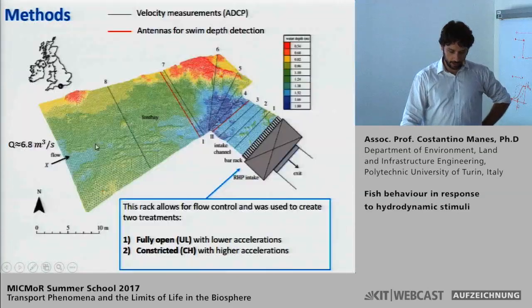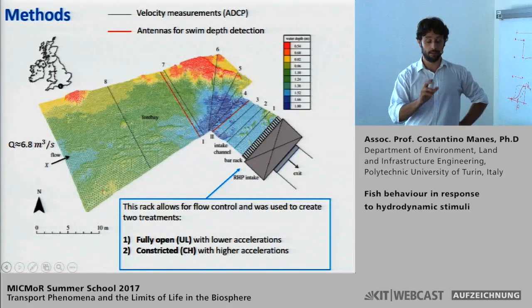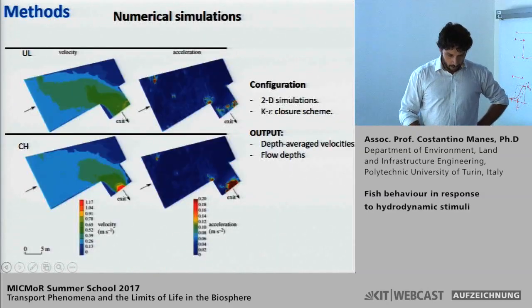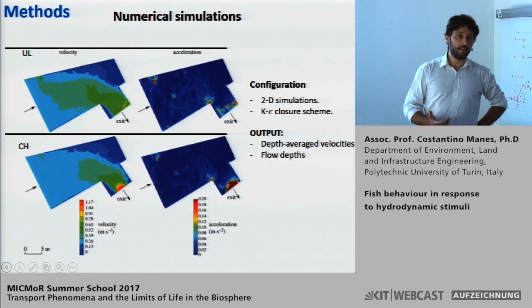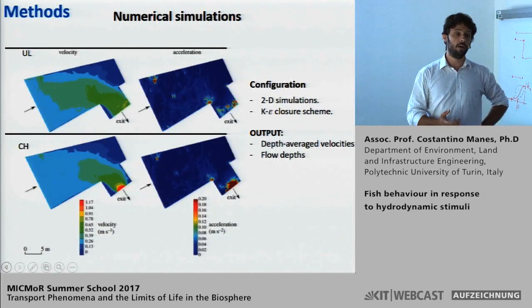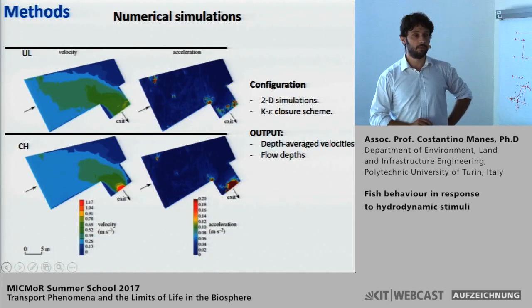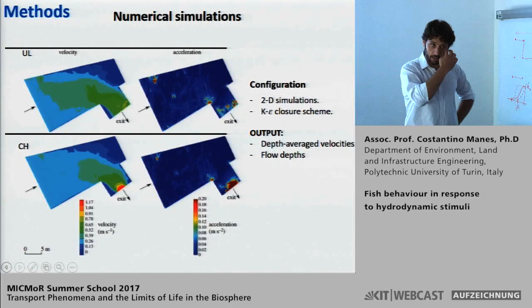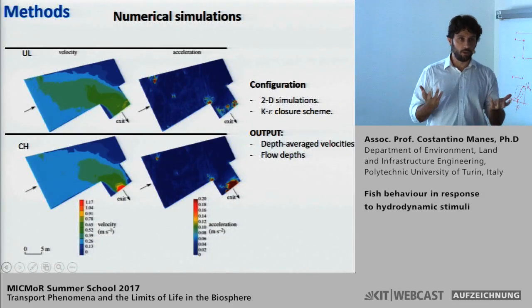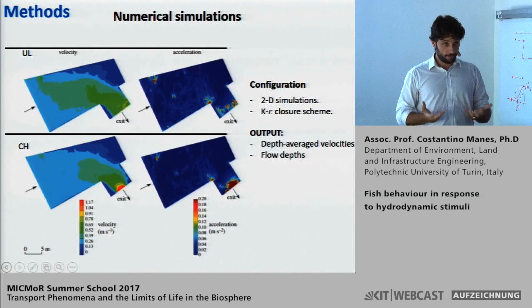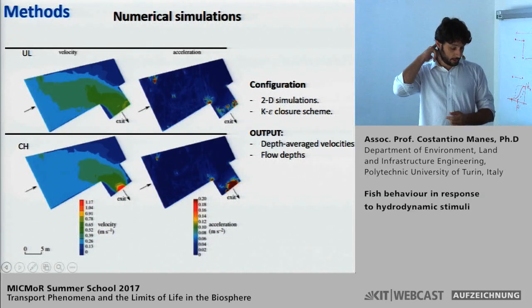We verified with these antennas that eels swam at the bottom, which is important information for what I'm going to tell you very soon. To back up the ADCP velocity measurements, we decided to do some very simple, basic numerical simulations of the flow within the channel, so that we could have a much more detailed flow description of the field site. We used the velocity measurements to calibrate this model.